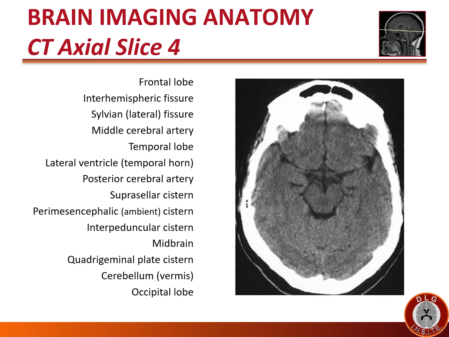We continue to move rostrally, and now on slice 4. See if you can identify the structures listed on this slide before proceeding to the next slides. Anteriorly or ventrally at this level, we see the frontal lobe. In between the frontal lobes, we see the CSF space called the interhemispheric fissure.